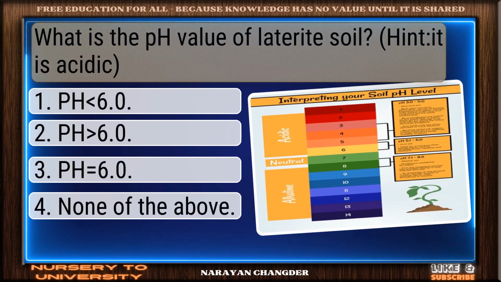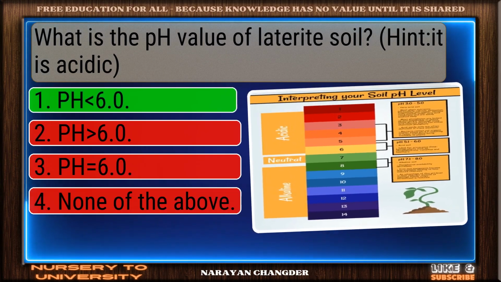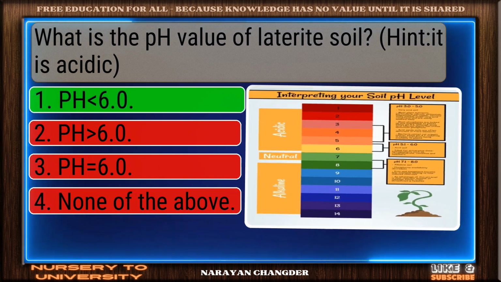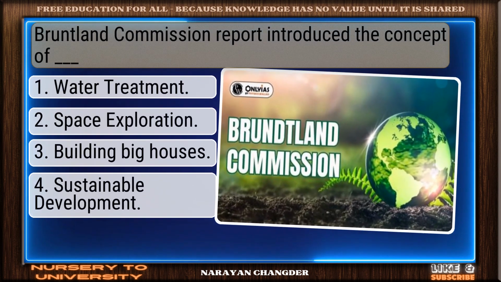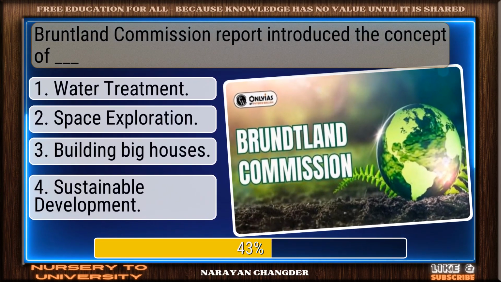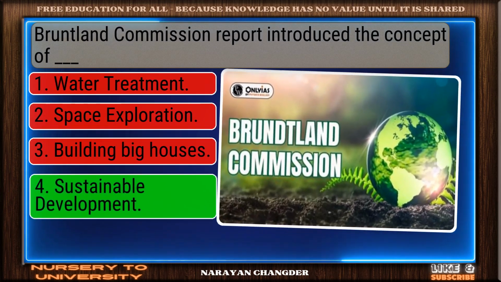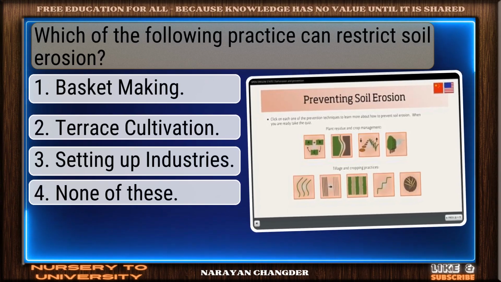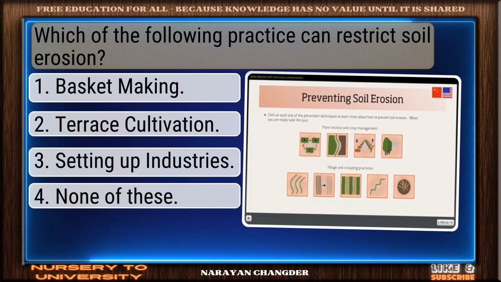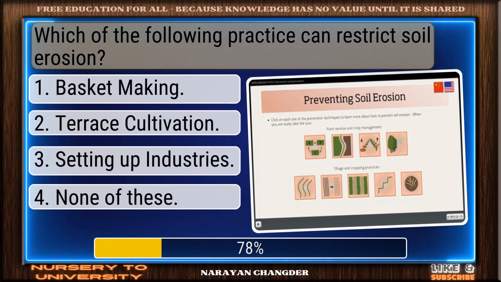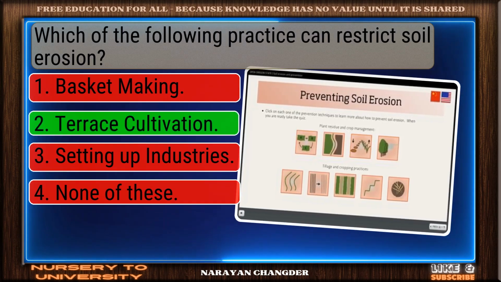What is the pH value of laterite soil? Exactly. pH 6.0 makes sense. Brundtland Commission report introduced the concept of dash. Well done. Sustainable development is right. Which of the following practice can restrict soil erosion? Well reasoned. Terrace cultivation is correct.